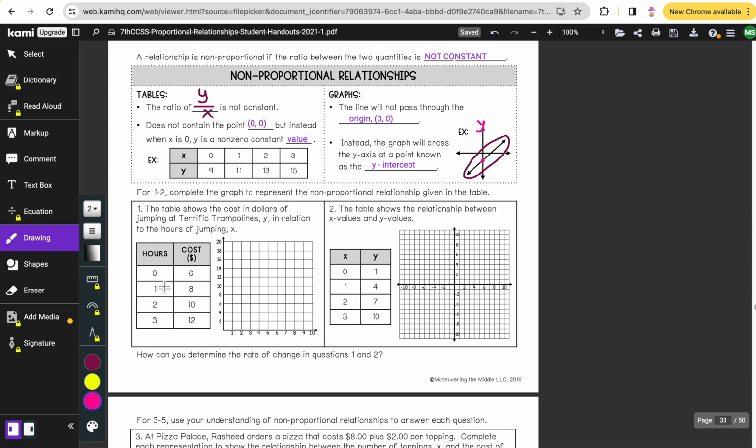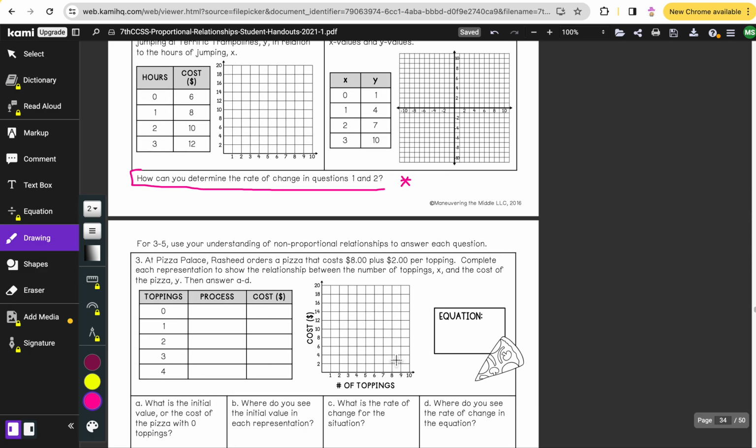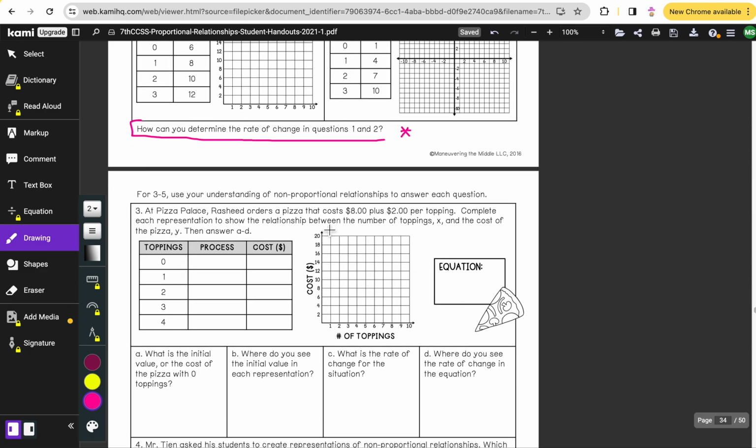So here you are being asked to make some graphs. Don't skip this question. How can you determine the rate of change in questions 1 and 2? Write your answer down here, so don't skip that question. We'll talk more about the equations when we get into linear equations a little bit, but see what you can do. See if you can figure out what the equation for this would be.